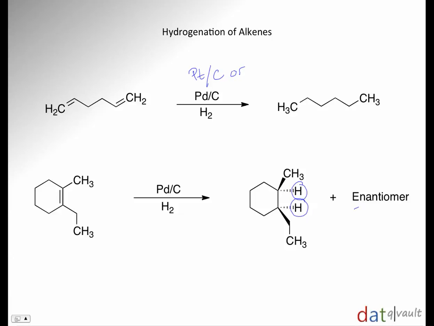I have here that we also form the enantiomer of this molecule. That's because the hydrogens can be added to the alkene from either the top side or the bottom side of the alkene. In this case right here, if everything is flat facing us on the screen, then these hydrogens have been added from the back side of the alkene. The enantiomer would be the hydrogens added from the front side of the alkene, and both of these substituents here, the methyl group and the ethyl group, would then be facing back.